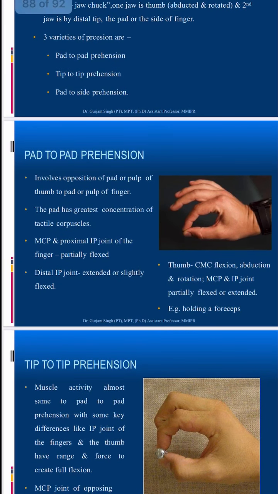The pad to pad prehension involves the opposition of the pad or pulp of the thumb to the pad or pulp of the finger. For example, if I am holding a coin between my finger and thumb, that is the pad to pad prehension. In this, the metacarpophalangeal and proximal interphalangeal joints of the fingers are partially flexed, whereas the distal interphalangeal joint is extended or slightly flexed. In the thumb there is flexion, abduction and rotation at the carpometacarpal joint, whereas the metacarpophalangeal joint and interphalangeal joint are partially flexed or extended.